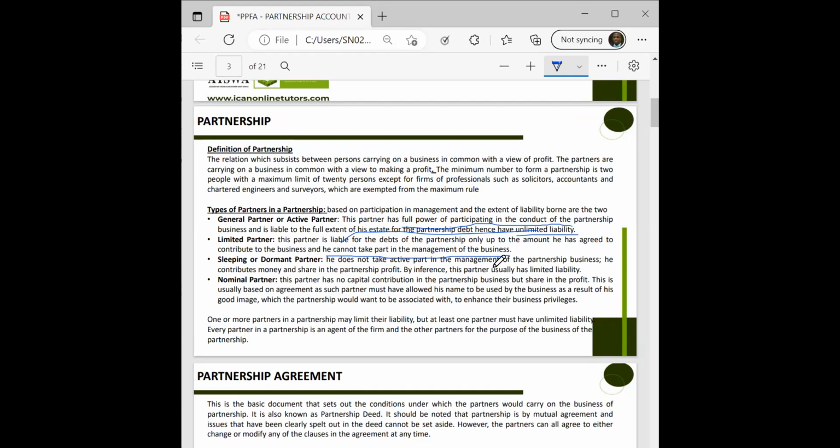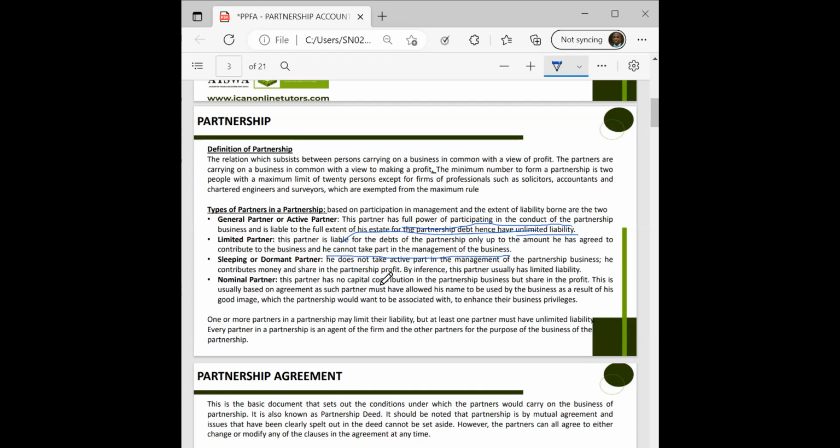The last one is what we call nominal partner. This partner does not even have any equity stake in the business. He has no capital contribution in the partnership, but shares in the profits. So it might be that he's bringing in a technical expertise, right? It might be that he's bringing in something different, but he's not providing any capital in the business. Nonetheless, he's still going to share in the profits of the business. And it's usually based on the agreement that they have with such partners.